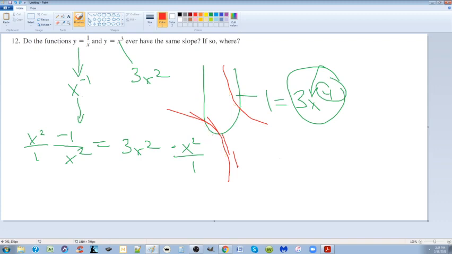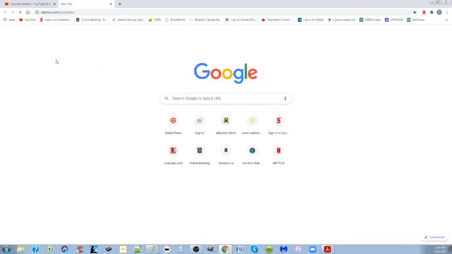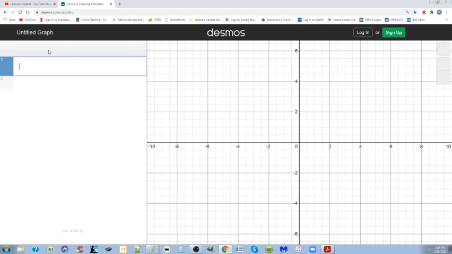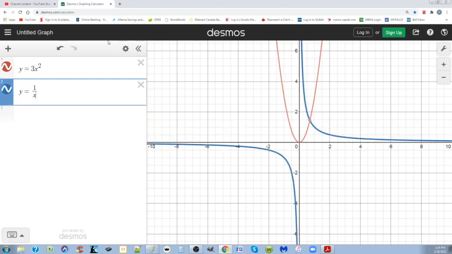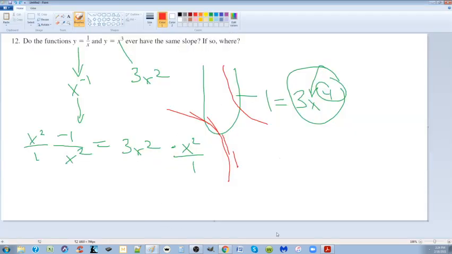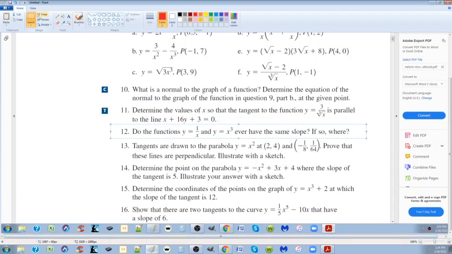They actually cross. You can always put it in Desmos. That's the value of Desmos. So you're talking about the graph 3x squared and the graph 1 over x. Yeah, you can see when they cut right through like that, it's impossible for those points to share the same tangent. All right, let's continue. And we proved it algebraically. You just got to trust your math. Okay.